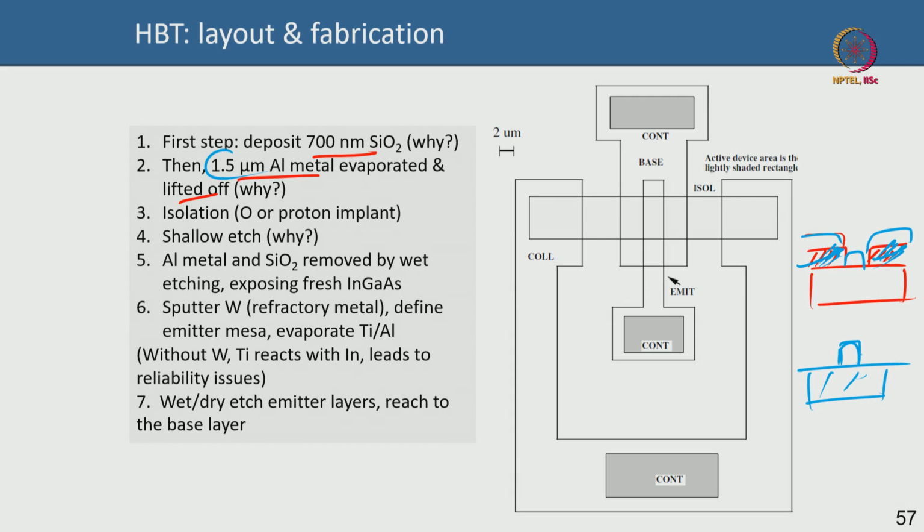Why is that done? Essentially, this is done to prepare the wafer for the next step, which is isolation. So device to device, you need isolation. How people isolate is that they do some ion implantation. Suppose I have an active area like that, where I will have an emitter, base, collector, etc. Another device is here, emitter, base, collector, etc. So you need to separate the two devices electrically.